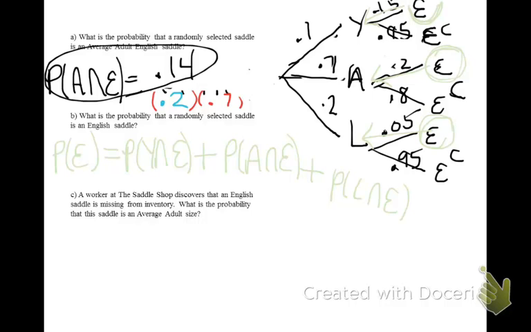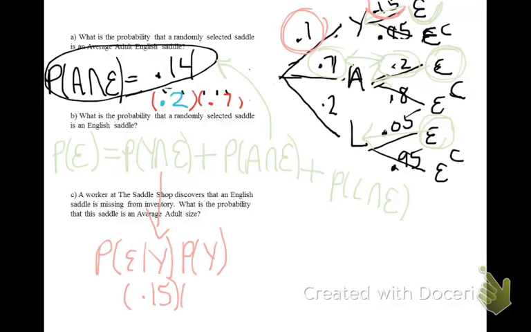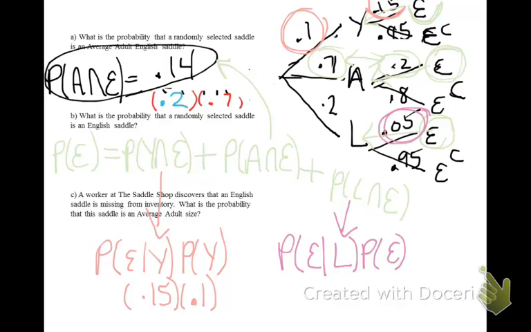Now we already found the probability of an adult and English saddle, and basically what we did was we took 0.2 times 0.7. You're multiplying the 2 branches. So we could use this same idea to get the values in the other 2 scenarios. If I want the probability of a youth saddle and English, I'm going to multiply the 0.15 times the 0.1. And if I want the probability of a large adult in English, I'm finding the probability of an English saddle given it's for a large adult times the probability that it's a large adult saddle. I'm multiplying the 0.05 for the English saddle and the 0.2 for being a large adult.